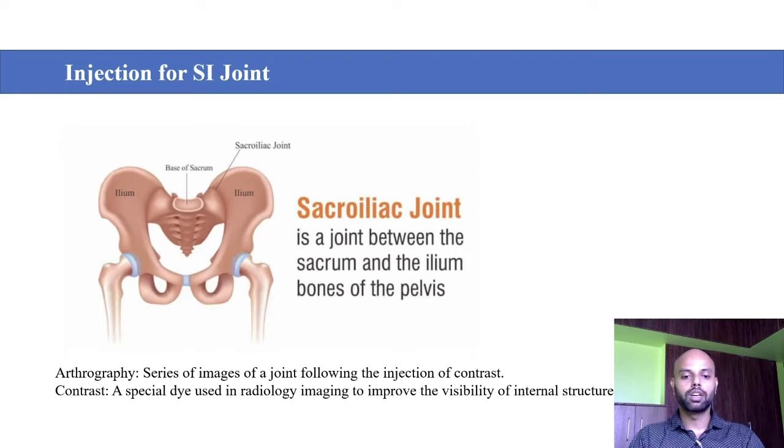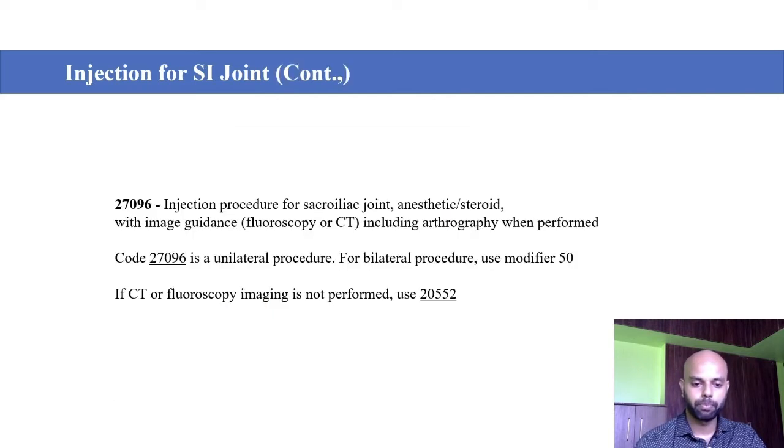Sacroiliac joint. You can find the sacroiliac joint between the sacrum and the ilium. When the patient has pain in this area, the provider injects anesthetics or steroids into this sacroiliac joint to relieve the patient from the pain. The right CPT code for the sacroiliac joint is CPT 27096.